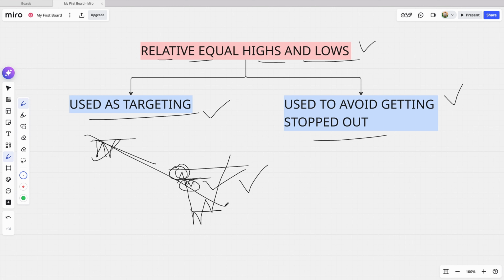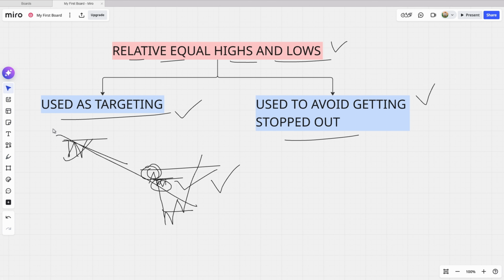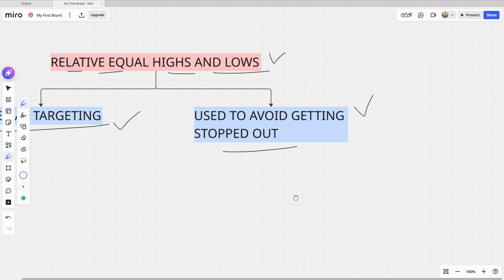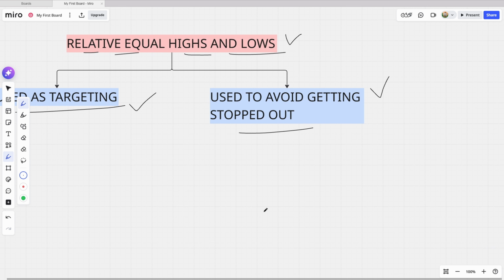The second way of using equal highs and equal lows is to avoid getting stopped out. This is very important, especially for beginners. Suppose you have a sell-side liquidity sweep. You have your bias clear. You have your entry planned. Everything is aligned. You are ready to enter the trade. But then you notice something important. You see equal lows sitting just below the liquidity sweep.